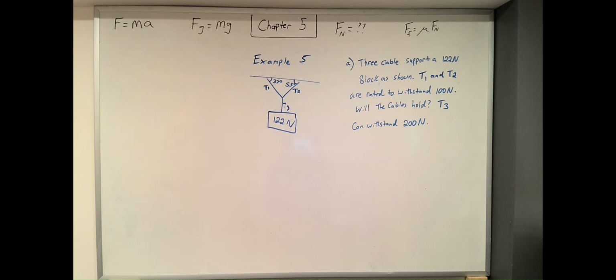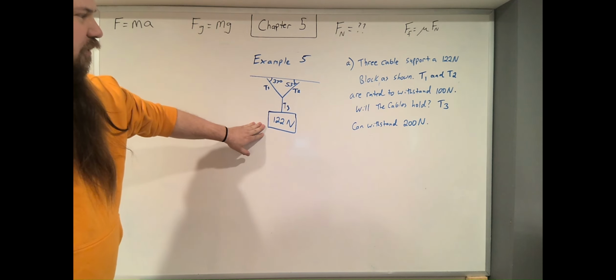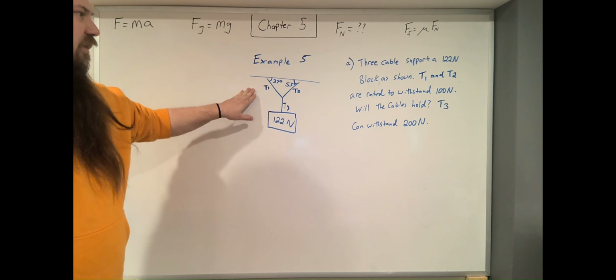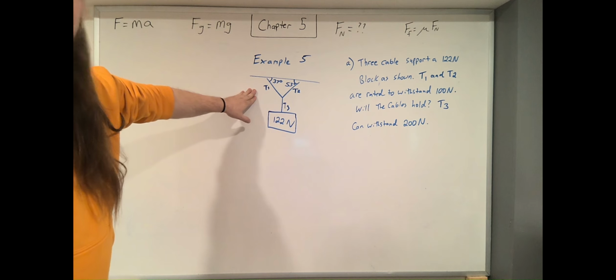But what we have is a weight that is being hung from a ceiling, right? A vertical hanging, like a chandelier. This could be a traffic light. This could be any kind of object that you can think of hanging or suspended by a pair of ropes or wires or cables. So in this one, we have 3 cables. 3 cables support this 122 newton block. T1 and T2, those cables are only rated to withstand 100 newtons.